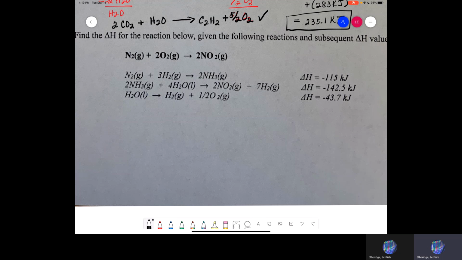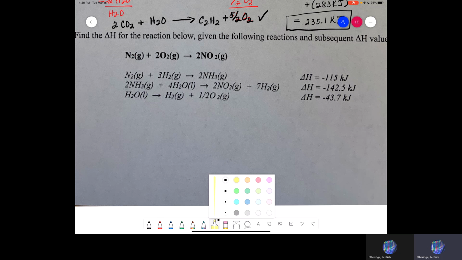Okay, guys, so we have one more problem left, and this is number 6, which is the last problem on your Hess's Law worksheet. So we are going to follow the steps that we always follow. The first thing we're going to do is highlight the compounds or elements that are unique to their equation. So let's take a look.